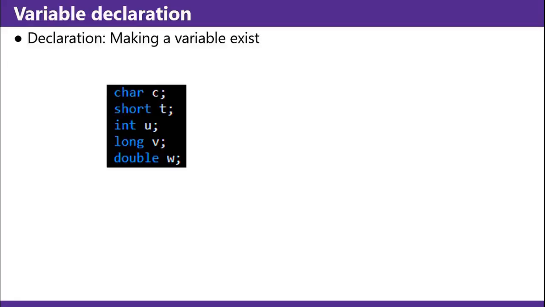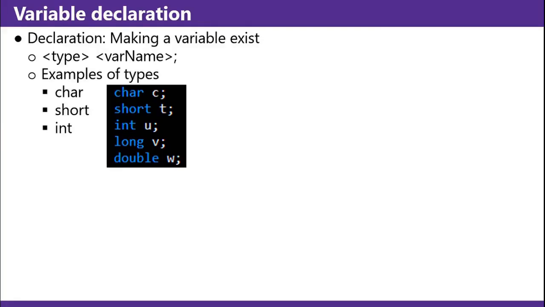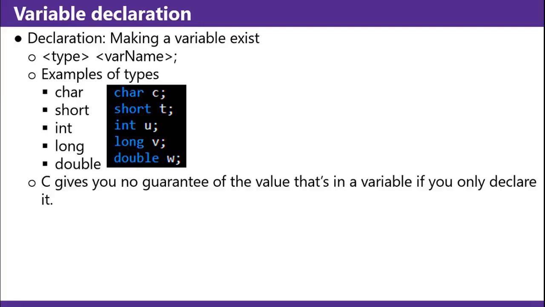Variable declaration. Declaration is making a variable exist. Its general format is type, variable name, semicolon. Examples of types: char, short, int, long, double. C gives you no guarantee of the value that's in a variable if you only declare it. You also have to assign it a value.